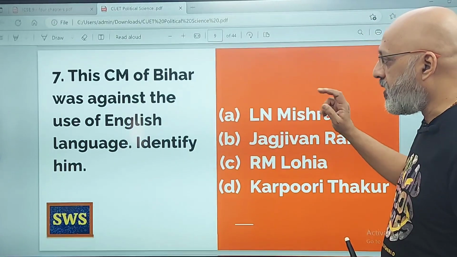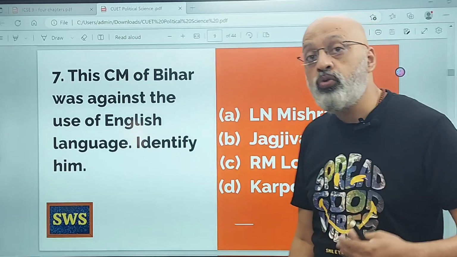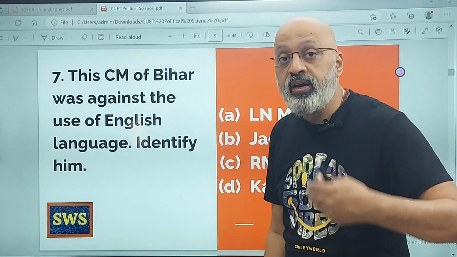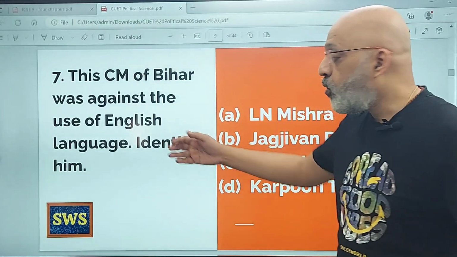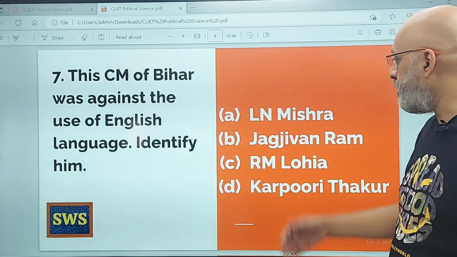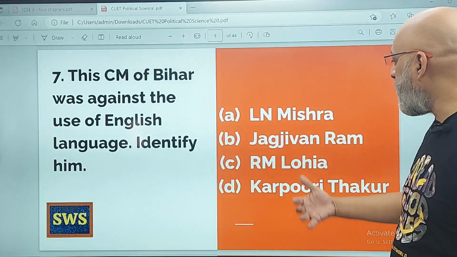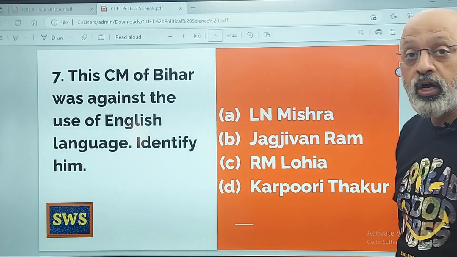This CM of Bihar, Chief Minister of Bihar, was against the use of the English language. He opposed English. Who is this particular Chief Minister? Ellen Mishra, Jagjeevan Ram, Ram Manohar Lohia, or Karpuri Thakur?